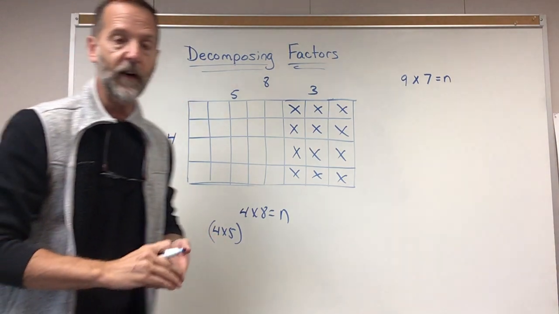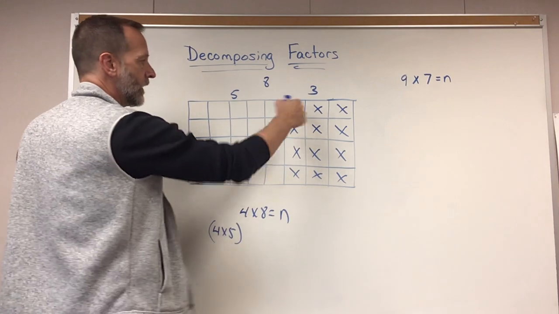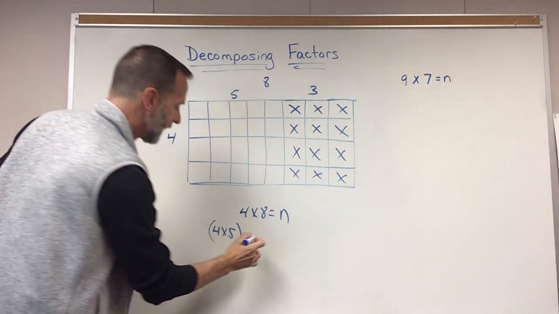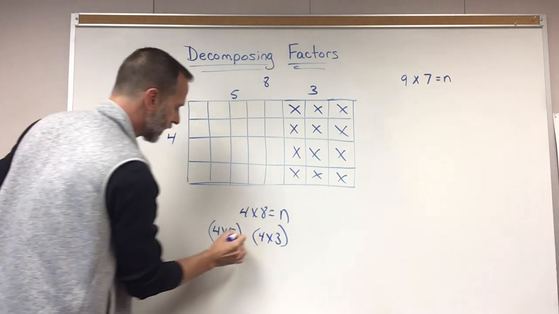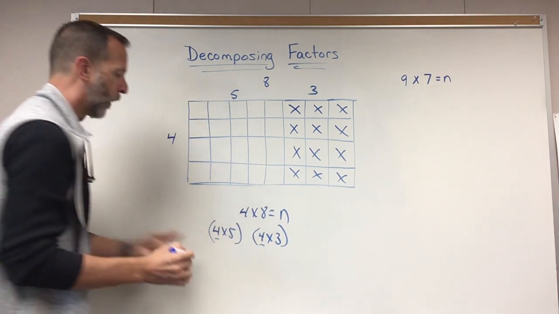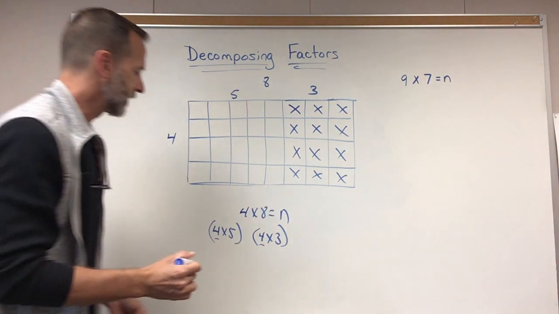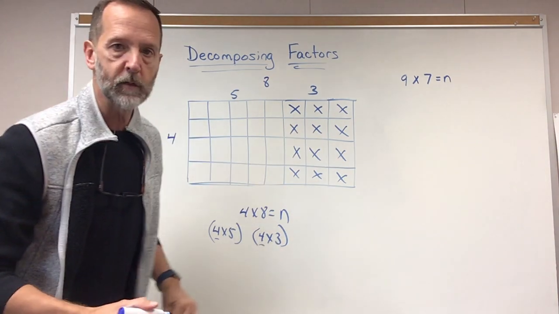Now, why do I want to get to 5? Because it's easy to count by 5s, right? So I have 4 times 5, and then over here, I have 4 rows of 3. So I have 4 times 3. Notice that the 4 hasn't gone away. It's in both of those 2 multiplication problems right there. The 4 hasn't gone away. So now I've got 4 times 5 and 4 times 3.